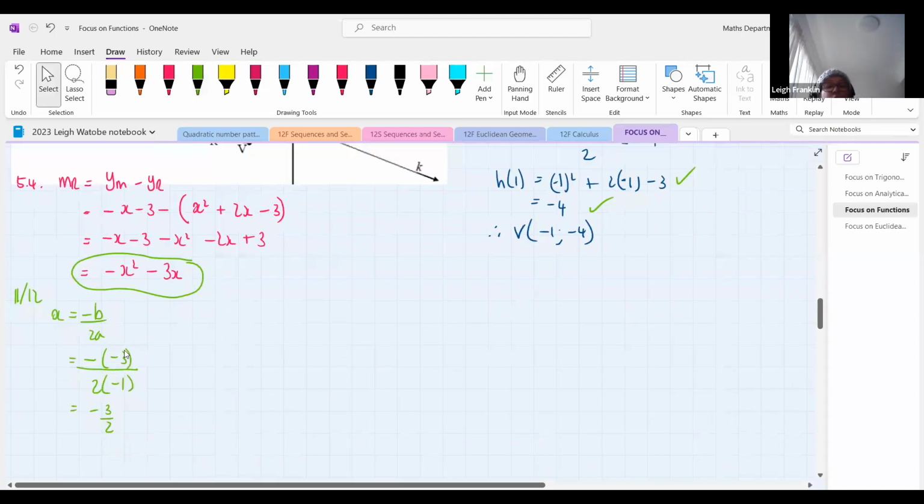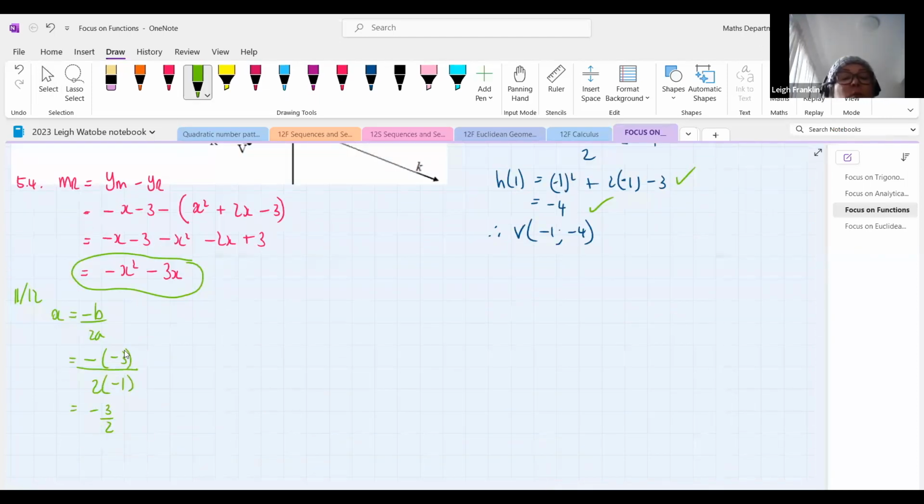Matrix, we can also use calculus if we want in this case. Okay, so for the grade 12s, if you have got MR equals minus x squared minus 3x, you can use calculus, derive. Okay, so the derivative of MR with respect to x, we would have minus 2x minus 3.